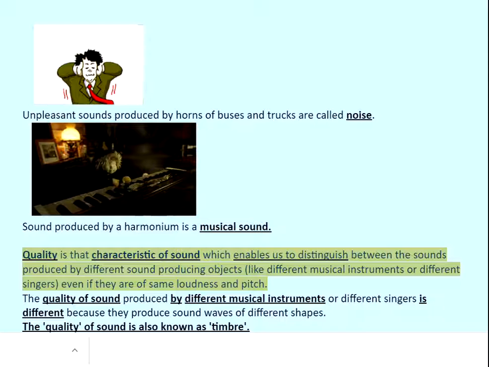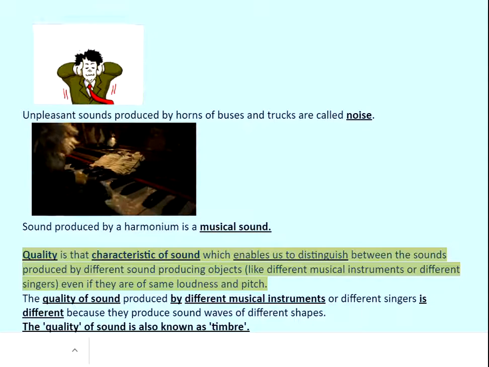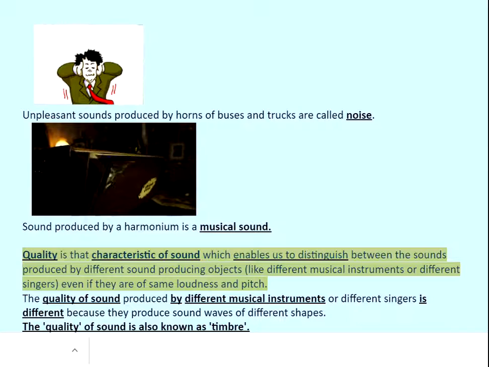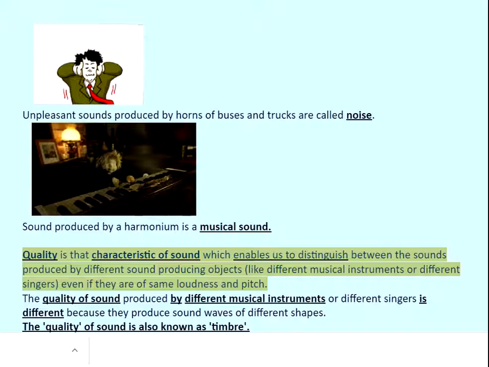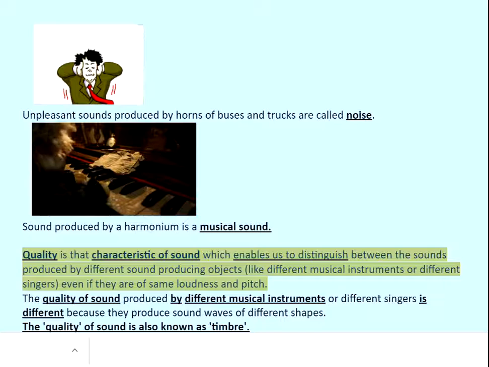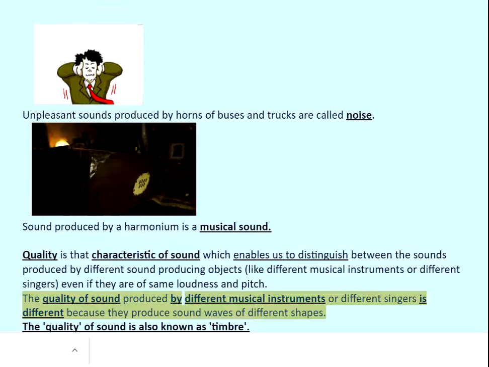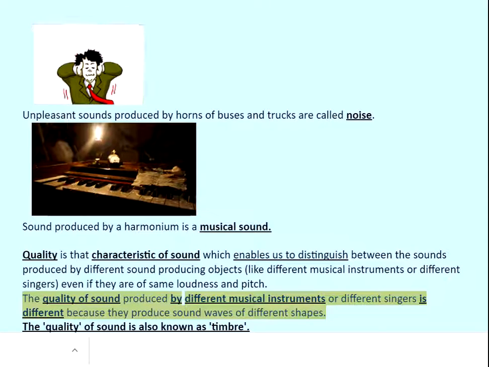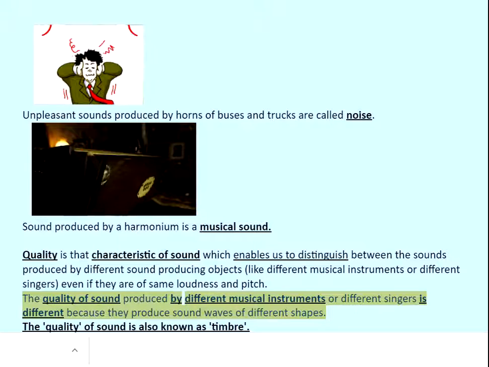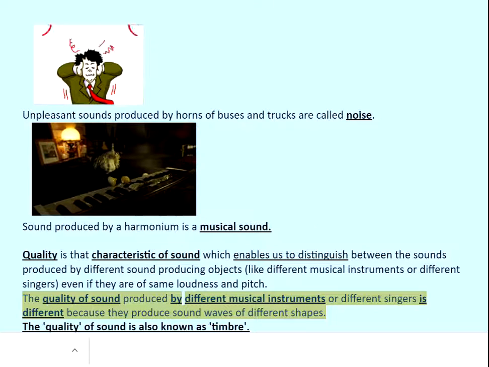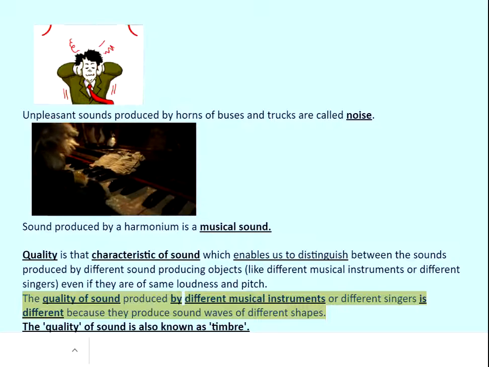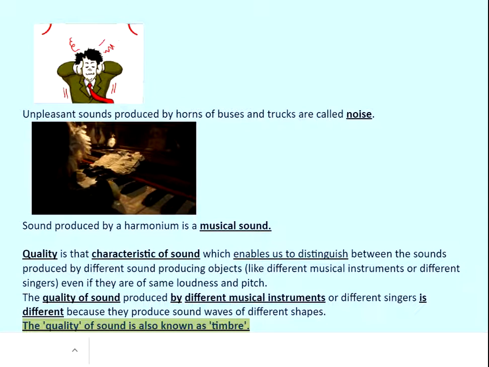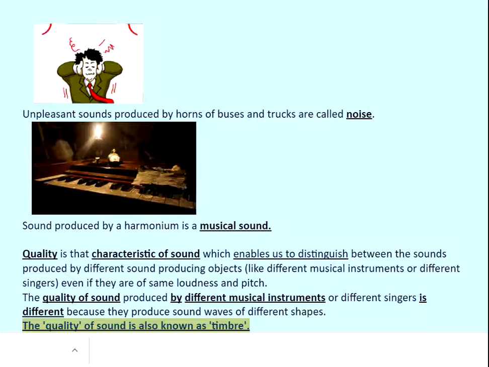Quality is that characteristic of sound which enables us to distinguish between the sounds produced by different sound-producing objects, like different musical instruments or different singers, even if they are of same loudness and pitch. The quality of sound produced by different musical instruments or different singers is different because they produce sound waves of different shapes. The quality of sound is also known as timbre.